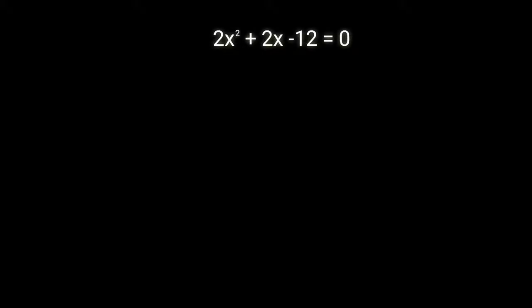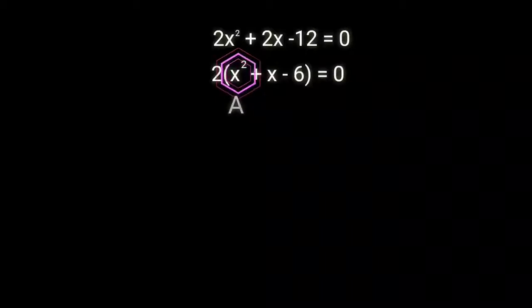So let's say you want to factor this equation. First you find the GCF and factor it out like I did over here. Let's call this term A. Let's call this term B. And let's call this term C.